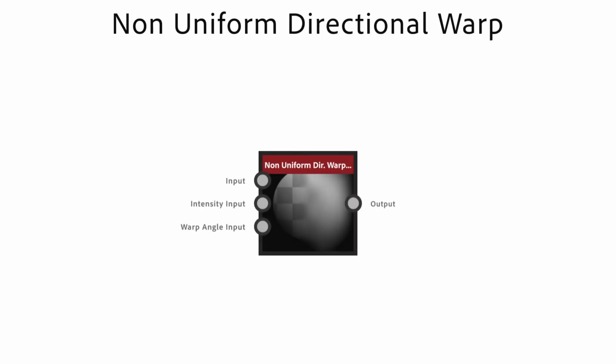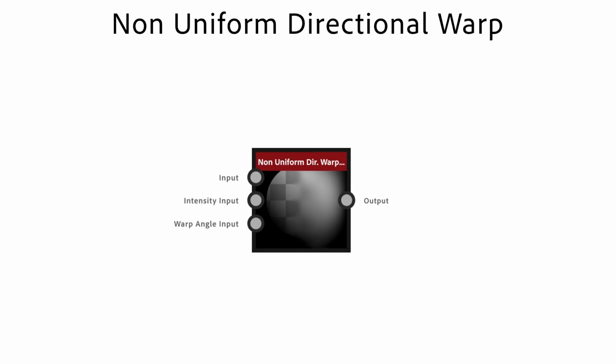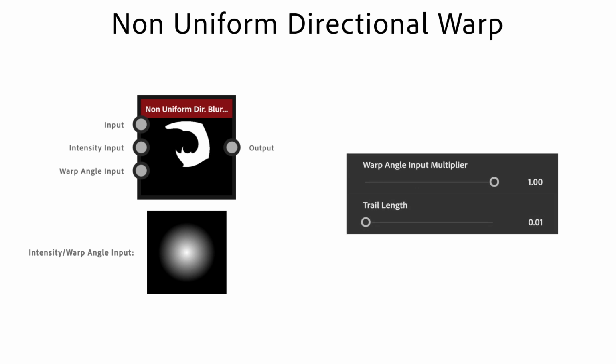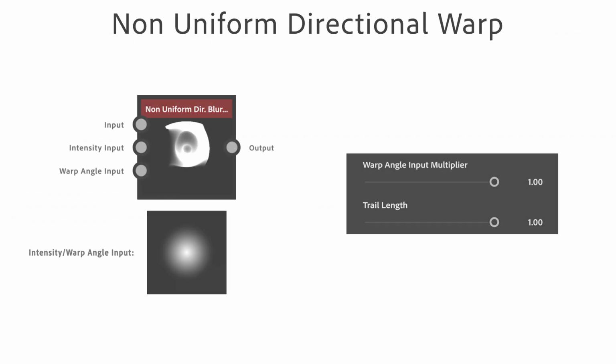The non-uniform directional warp node is an advanced directional warp node that allows control over the angle through a custom map input, whereas multi-directional warp only uses parameters for it. This means that you can create advanced curving and trailing effects. The warp angle input multiplier sets the effect strength of the warp angle input map. Trail length defines the length of the warp trails.